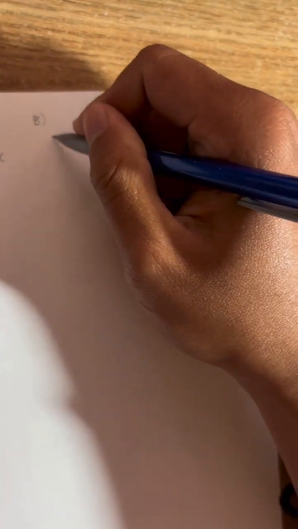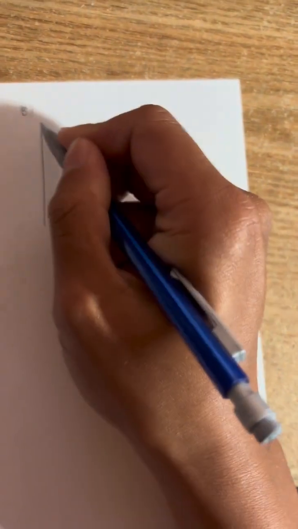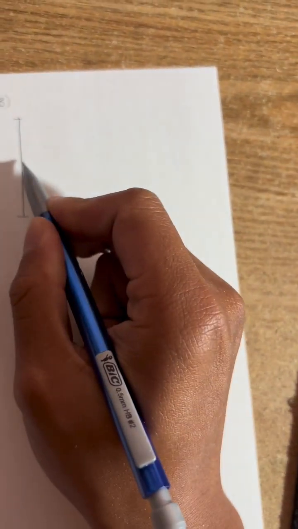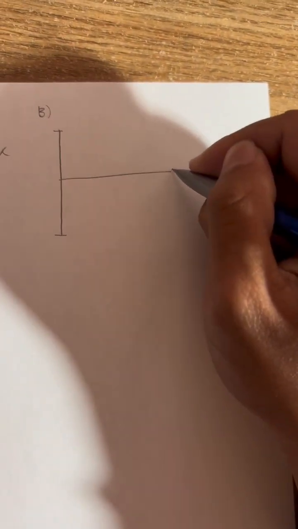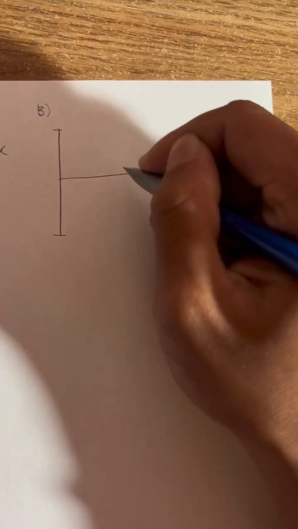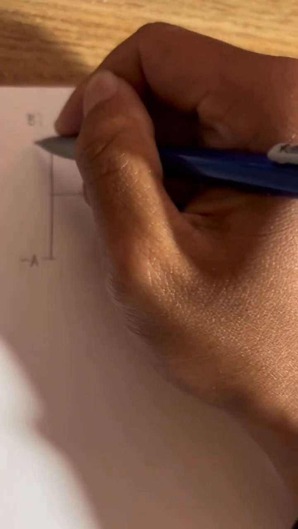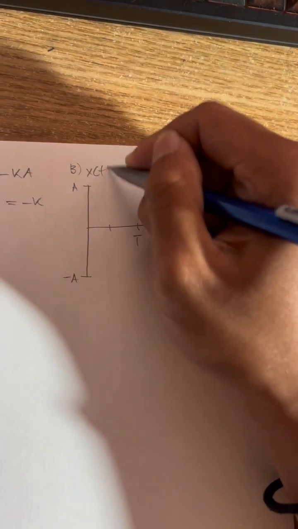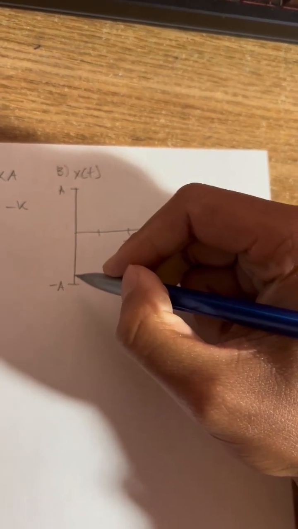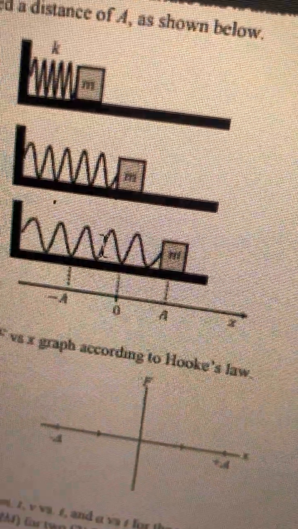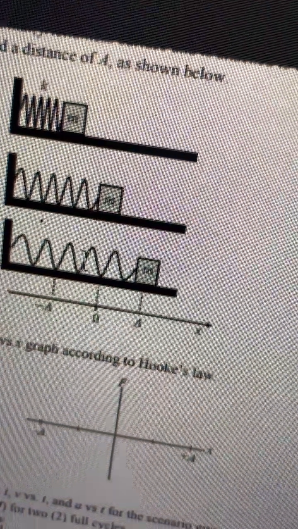So I'm going to draw the x-t graph. So this is ranging from 2T. And the initial starts at negative A. So let me write A real quick. And then this is x(t). So it starts at negative A, and then it goes to equilibrium, and then it goes to A.